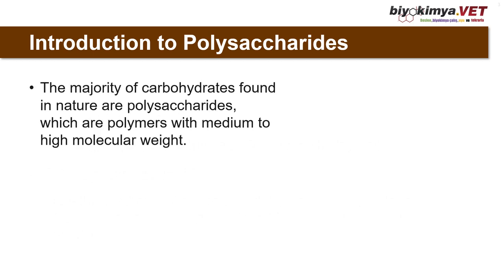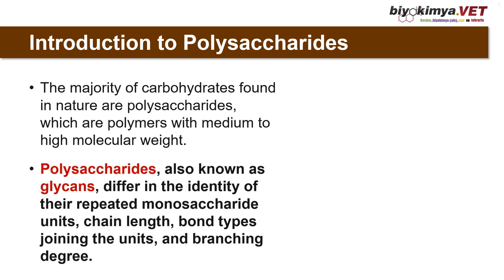The majority of carbohydrates found in nature are polymers of monosaccharide or disaccharide units, which we call polysaccharides. They are polymers with medium to high molecular weight, such as 20,000 daltons. Polysaccharides, also known as glycans, differ in the identity of their repeated monosaccharide units, chain length, bond types joining the units, and branching degree. Homo and heteropolysaccharides are the classes of polysaccharides. They may be composed of one, two, or several different monosaccharides in straight or branched chains of varying length. And they are not sweet, as mono and disaccharides are.